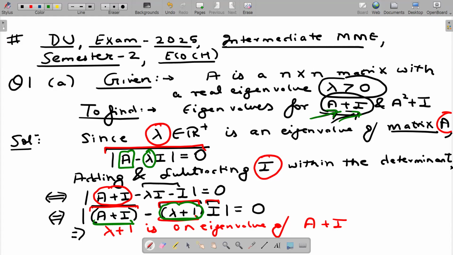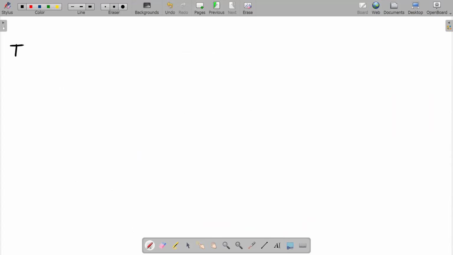So this is one answer. Now let's work out the eigenvalue for A square plus I. So if I move forward to the next page to find the eigenvalue for A square plus I.